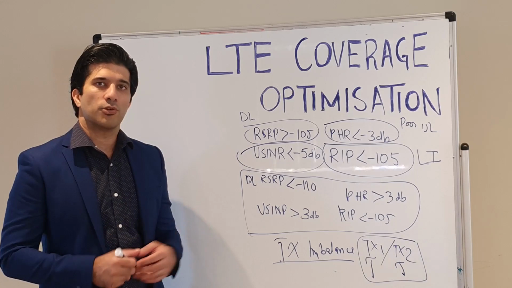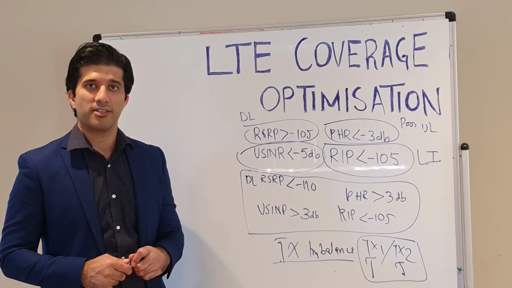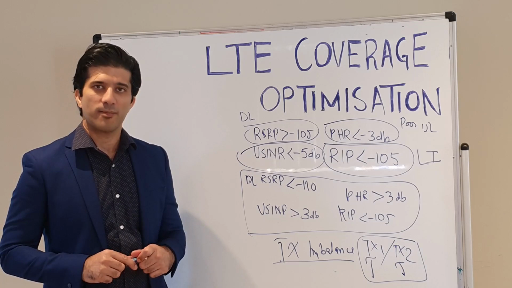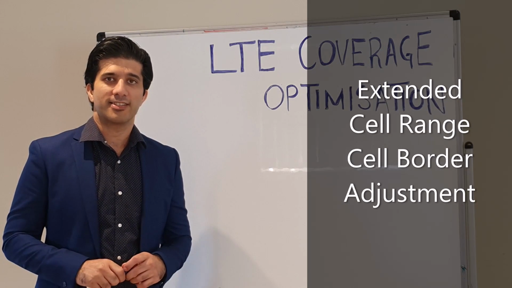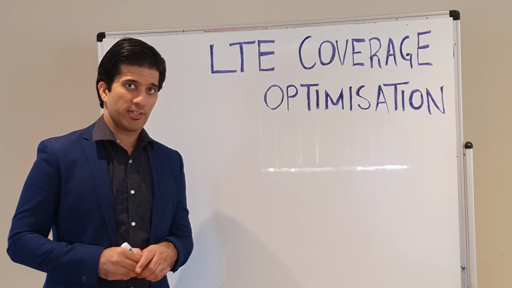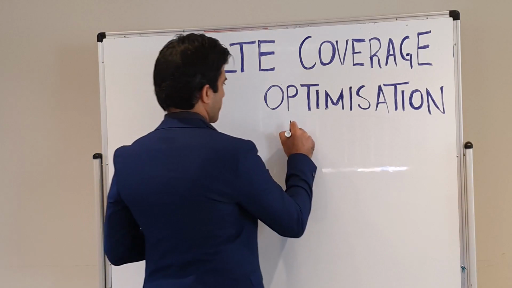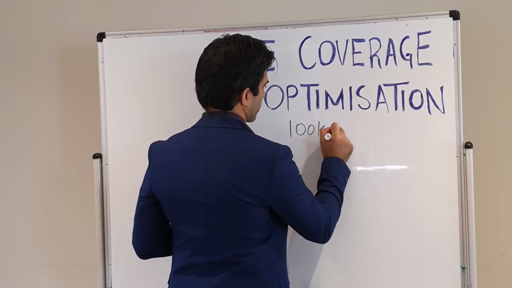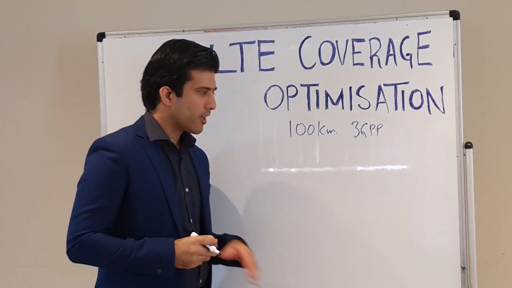And now let's go to extended cell coverage and how we do the cell border adjustment, and then we will see the parameters. So let's discuss extended cell range, and then we will see how we adjust cell borders as well. So in LTE, the maximum cell radius can be 100 kilometers, and that is as per your 3GPP standards.